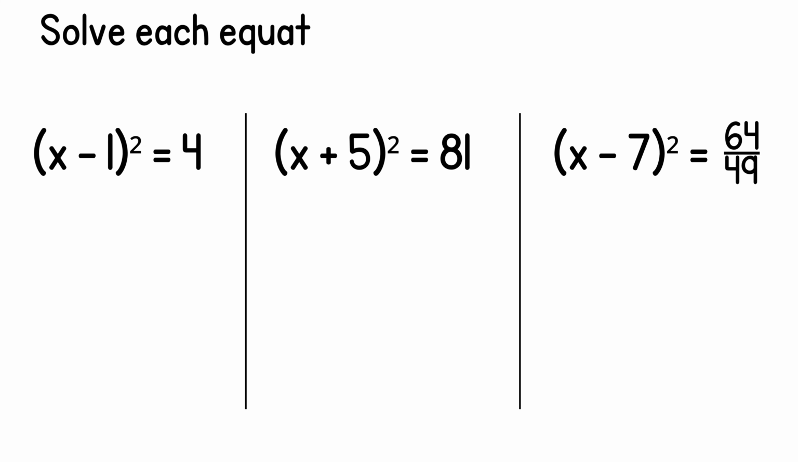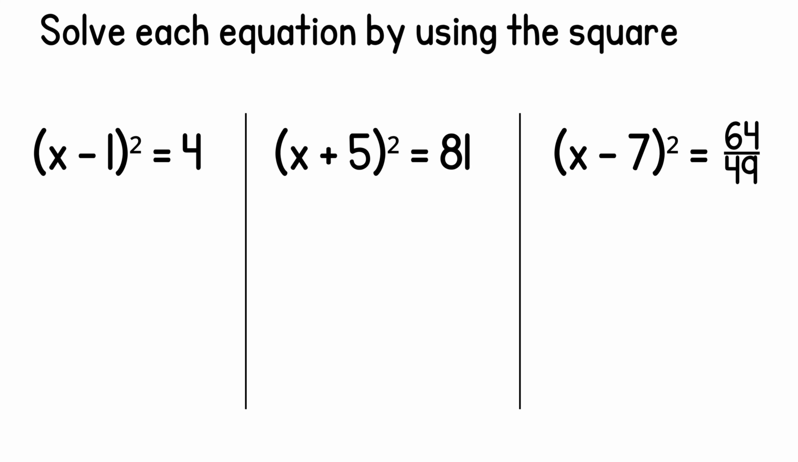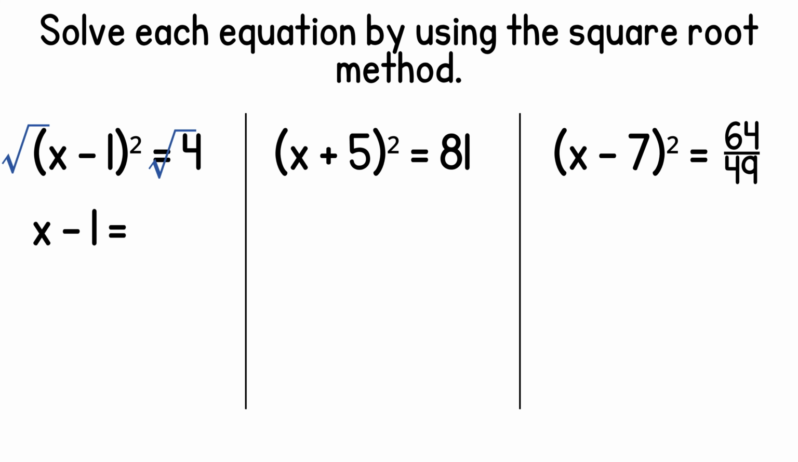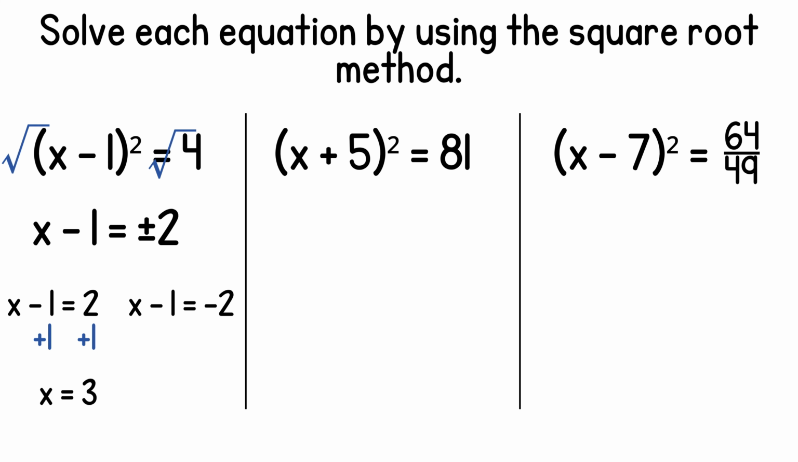In our last example, we're going to solve each equation by using the square root method. So we'll start with our first equation, and we'll take the square root of each side. This will give us x minus 1 equals positive and negative 2. So we'll set up our two equations, one equal to positive 2 and one equal to negative 2. We'll solve by adding 1 to both sides. So we get x equals 3, and when we add 1 to both sides of the other equation, we get x equals negative 1.